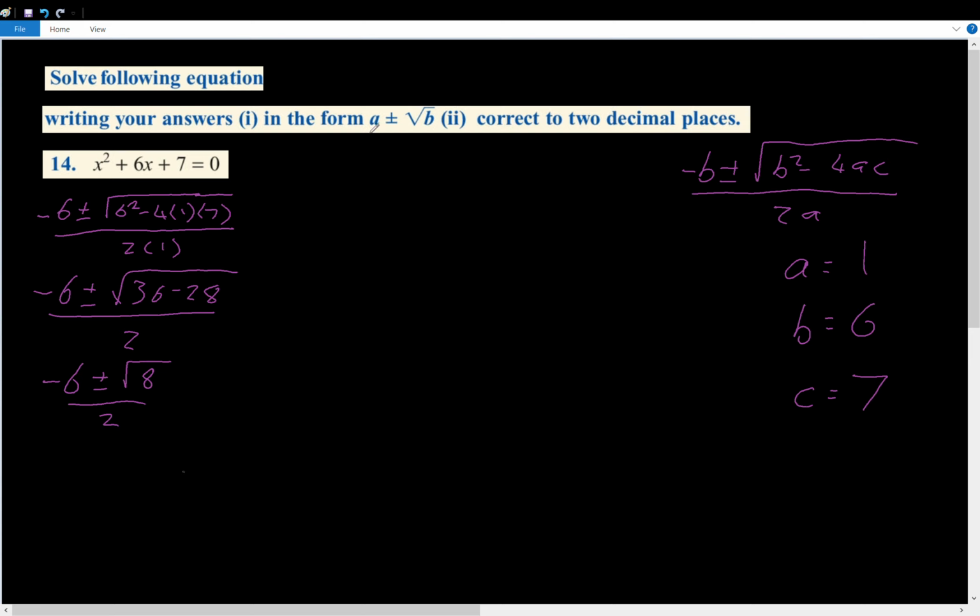But you notice from part 1 we're looking to get to a plus or minus the square root of b, where a and b are whole numbers presumably. So we've got to see if we can sort out this third here. So minus 6 plus or minus, and then the square root of 8 can be rewritten as 2 root 2. And this is all over 2. Which means if we divide everything on the top by 2, we're going to get minus 3 plus or minus the square root of 2. So that's our part 1 answer right there.